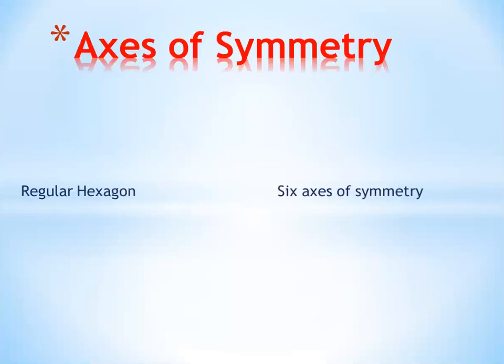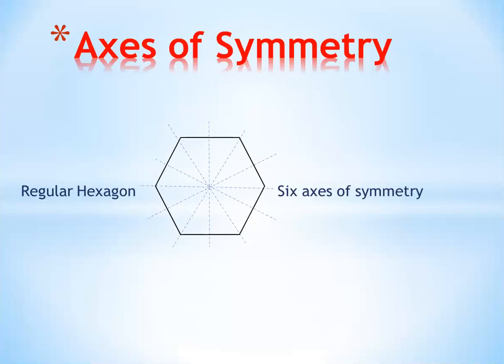What about regular hexagon? Let's remember, hexagon has 6 angles, 6 sides, and 6 vertices. Hexagon means 6 sides. So 6 sides, 6 angles, 6 vertices, that means 6 axes of symmetry.